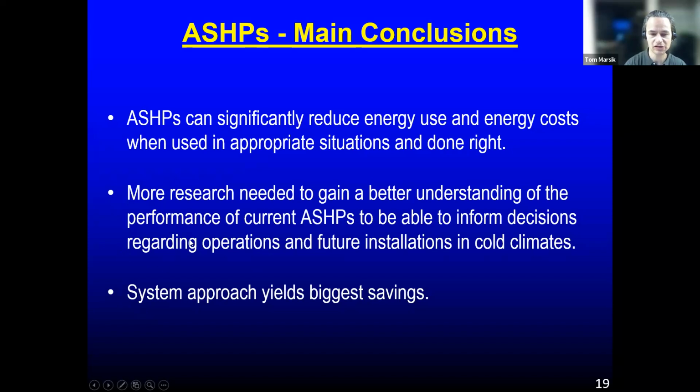And like I pointed out, some of the research questions that we are exploring is how the efficiency changes with different levels of thermal loading. That's a study that we did part of in the chamber, but to get real answers, we need similar data from a real world installation in the outside environment. So, like I said, more research is needed to gain a better understanding. And also what we learned is that the system approach yields the biggest savings.